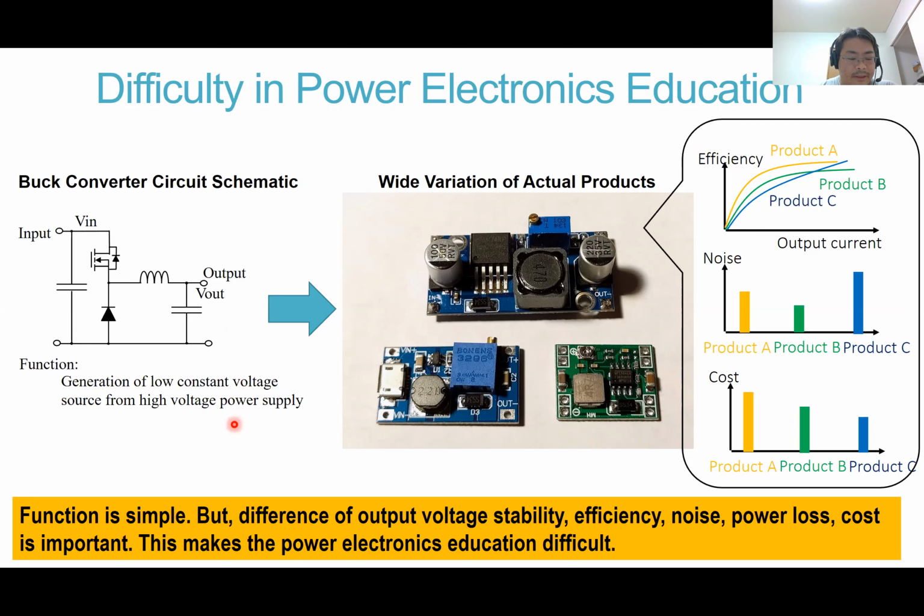So the function is very simple, but actually there are a lot of various products of buck converters supplied from many manufacturers. The difference between them lies not in the function, because the function is all the same, but in the quality, such as efficiency, noise, power loss, and cost, and so on. So these differences are very important.